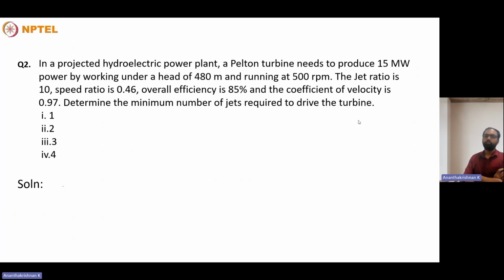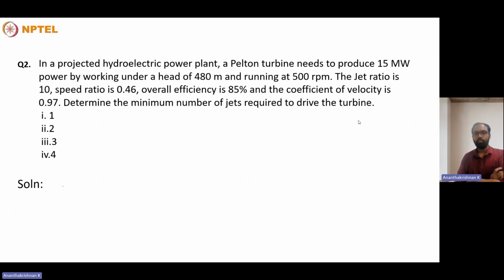Look into the second problem. This is quite similar to that of the first problem, but here the dimensionless parameters are jet ratio, speed ratio, and overall efficiency and coefficient of velocity. And this is regarding a Pelton turbine.